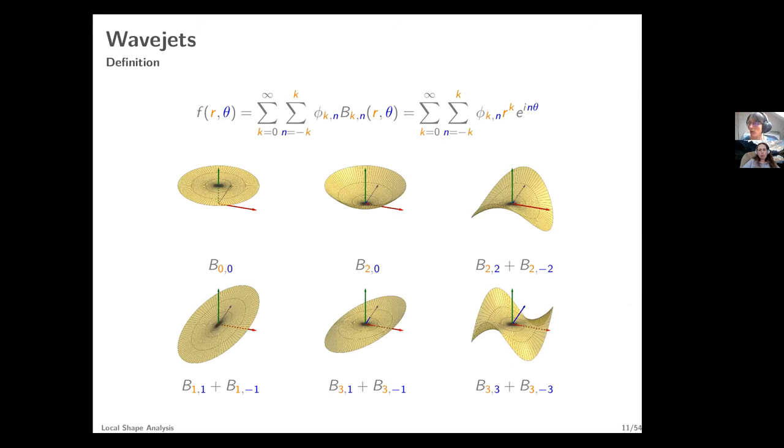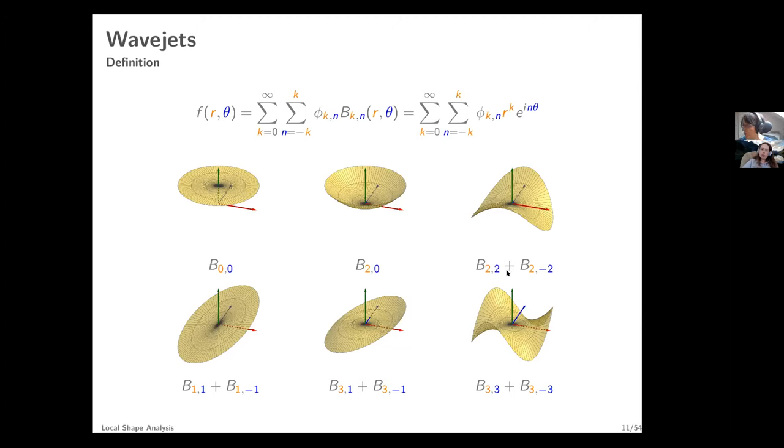So let's just have a look at the first basis functions. If we take 0, 0, it means that there is no radial evolution, so it's a constant polynomial, and no frequency evolution, so it stays the same all around the normal. Naturally we get the plane. Now if we take an order 2 polynomial and 0 for the frequency, we get a parabola, because it is completely invariant by rotation around the normal and it evolves in R squared.